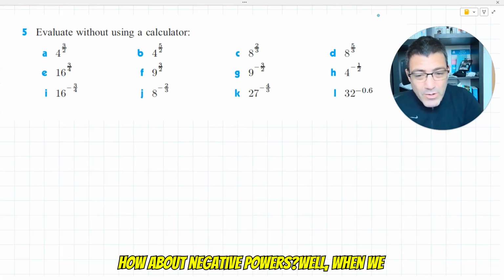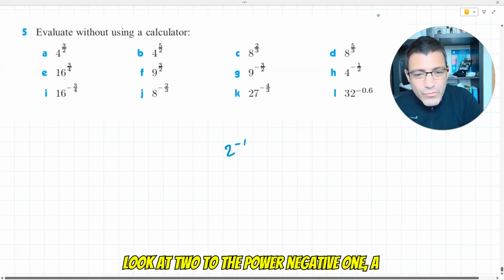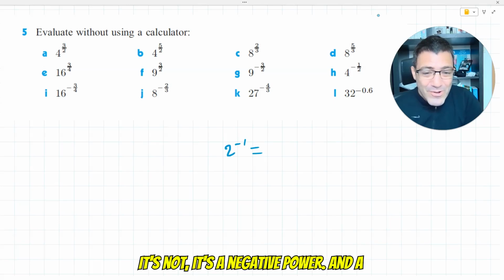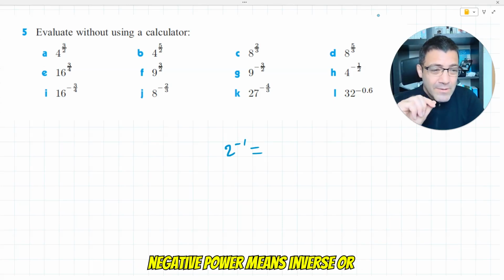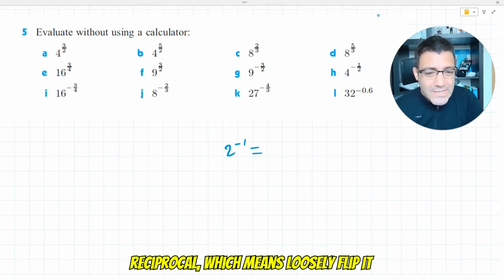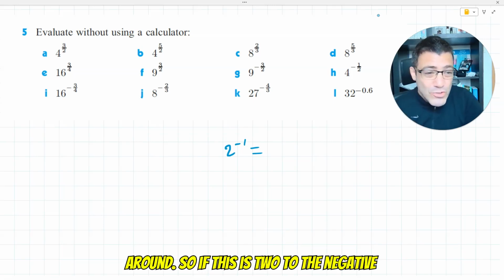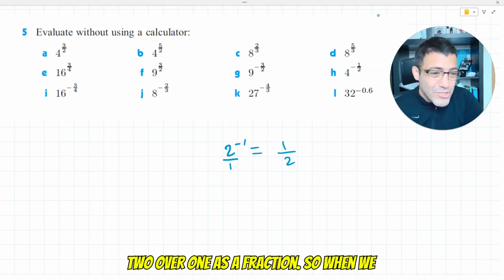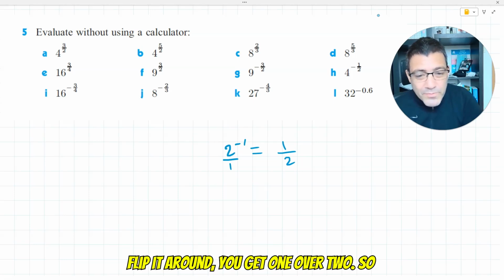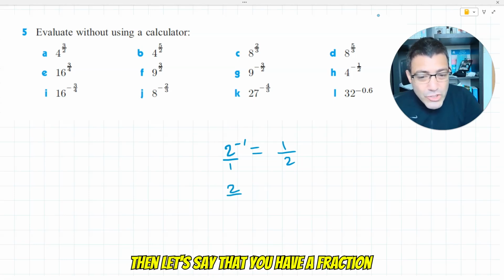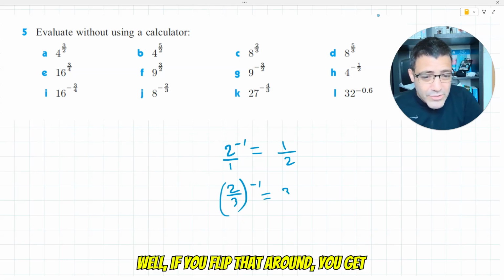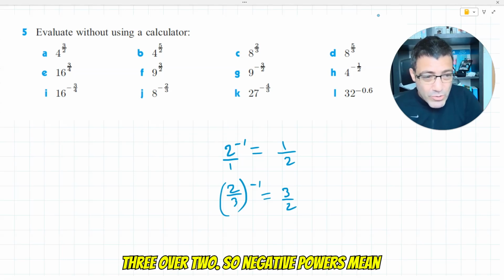Now how about negative powers? Well, when we look at 2 to the power negative 1, a lot of students say this is negative 2. It's not. It's a negative power. And a negative power means inverse or reciprocal, which means loosely flip it around. So if this is 2 to the negative 1, this will be 1 over 2. Remembering that 2 is actually 2 over 1 as a fraction. So when we flip it around, you get 1 over 2. So then let's say that you have a fraction 2/3 to the power negative 1. Well, if you flip that around, you get 3 over 2. So negative powers mean flip.